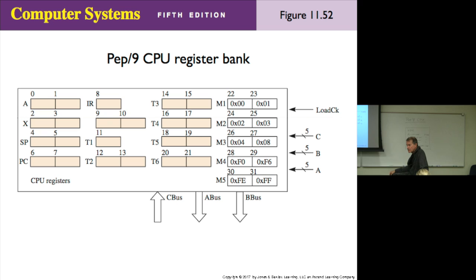Is everybody with me on this? Does everybody understand how that is? So look, some of these registers, the registers at bytes 0, 1, 2, 3, 4, 5, 6, 7, 8, 9, and 10 are visible at the ISA level. What is hiding?